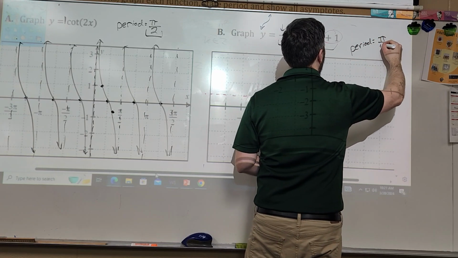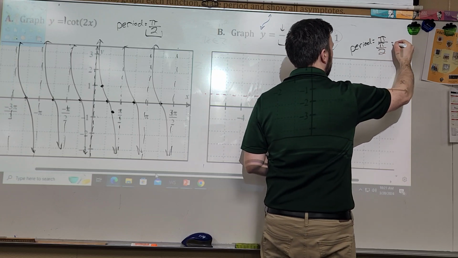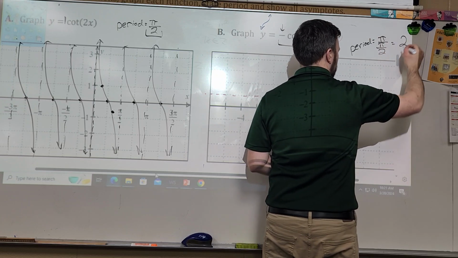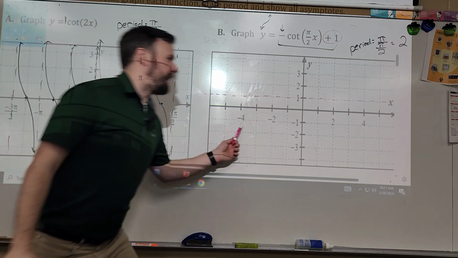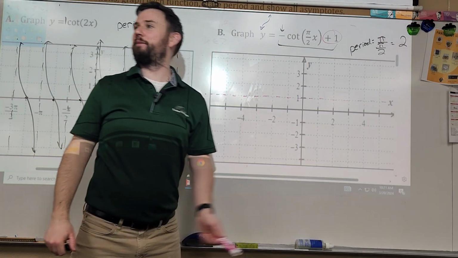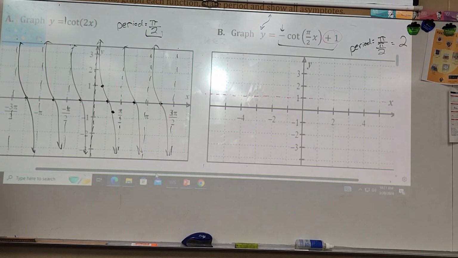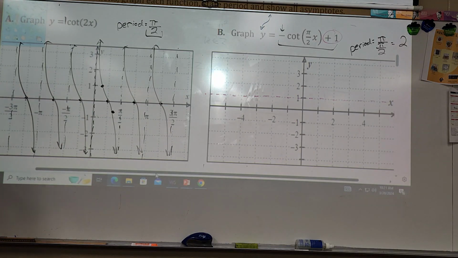Pi over 2, right? So it's just 2. Quick thing, if they give you something to graph and you notice there's not pi's on it, they probably go away when you find the period. You know what I mean? They don't try to be that tricky.